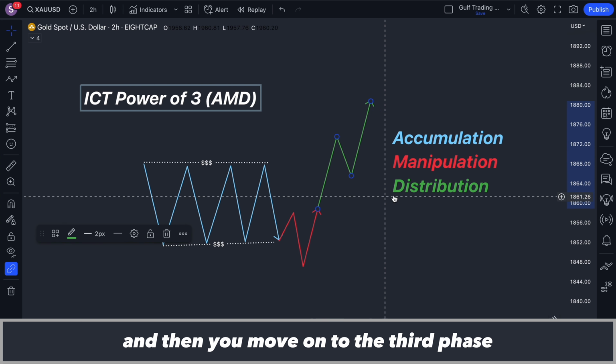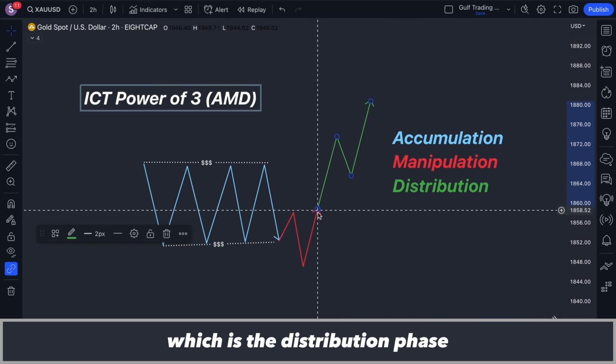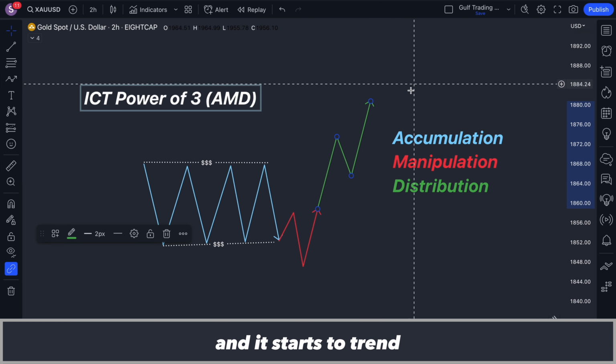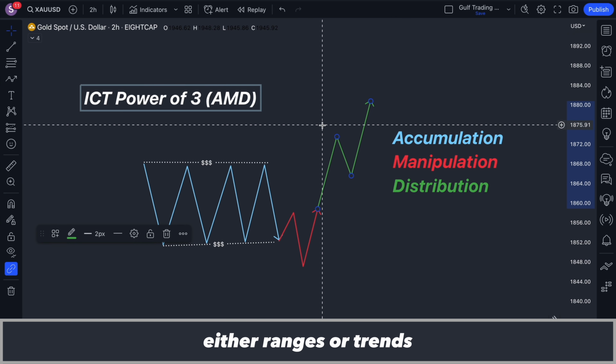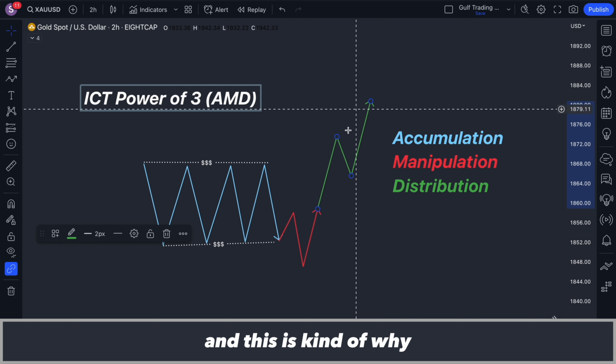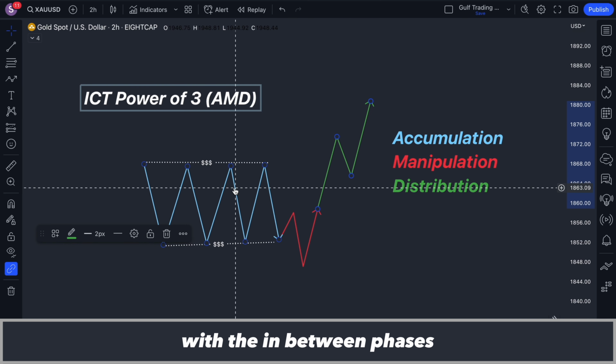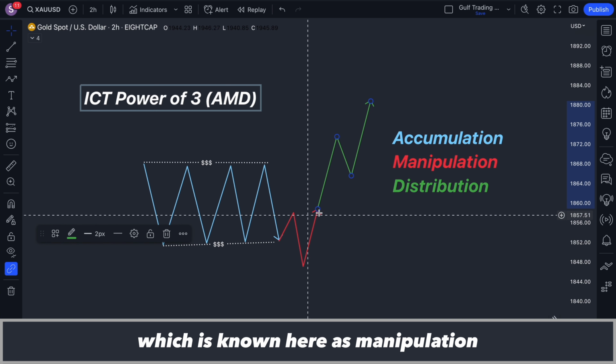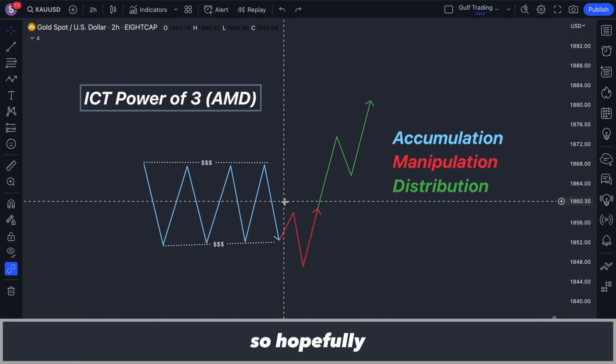And then you move on to the third phase, which is the distribution phase, shown by the green, and this is just where price is moving in the direction and it starts to trend. You may already know the price normally either ranges or trends, and this is kind of why, with the in-between phases of the range and the trend being a liquidity sweep, which is known here as manipulation. So hopefully that all makes sense.